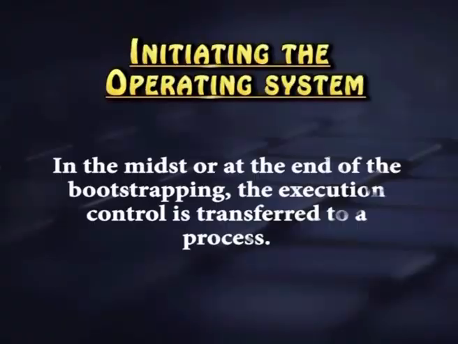The operating system initializes various data structures and creates a few kernel and user processes. In the midst or at the end of the bootstrapping, the execution control is transferred to a process. From then onwards, the processor always executes machine instructions on behalf of a single process, which can be a user or kernel process. Note that an operating system is not a process, but a collection of programs that the processes may execute. Finally, we have conclusions.